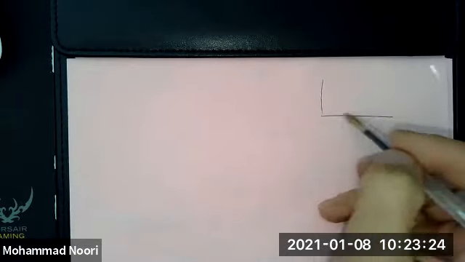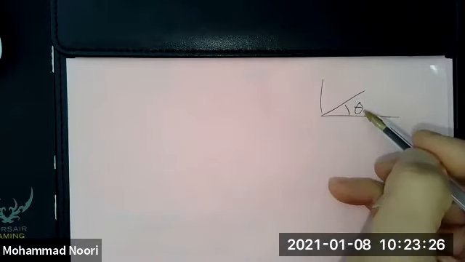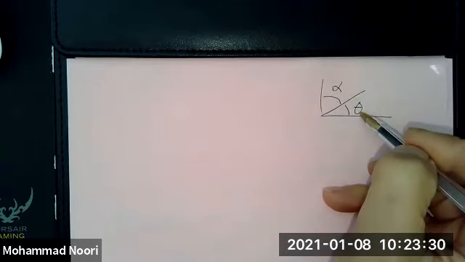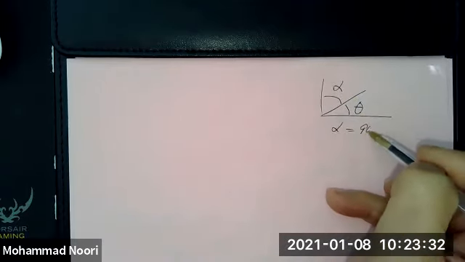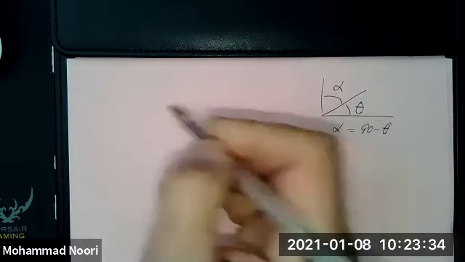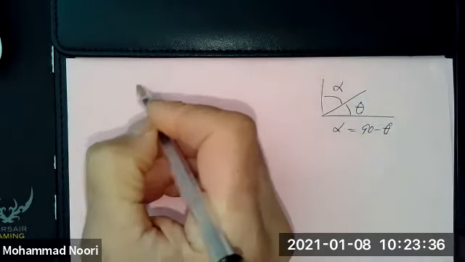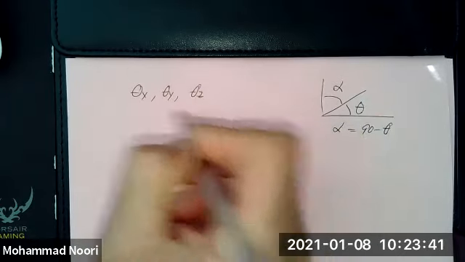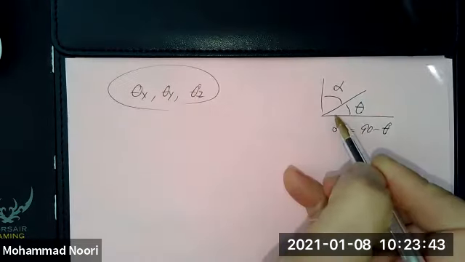Remember, however, in 2D, we had only one angle. We needed only one angle to describe the direction of a force. And the relationship between this angle and this angle is clear. Alpha is 90 minus theta. In 3D, the relationship among theta x, theta y, and theta z is not like that.